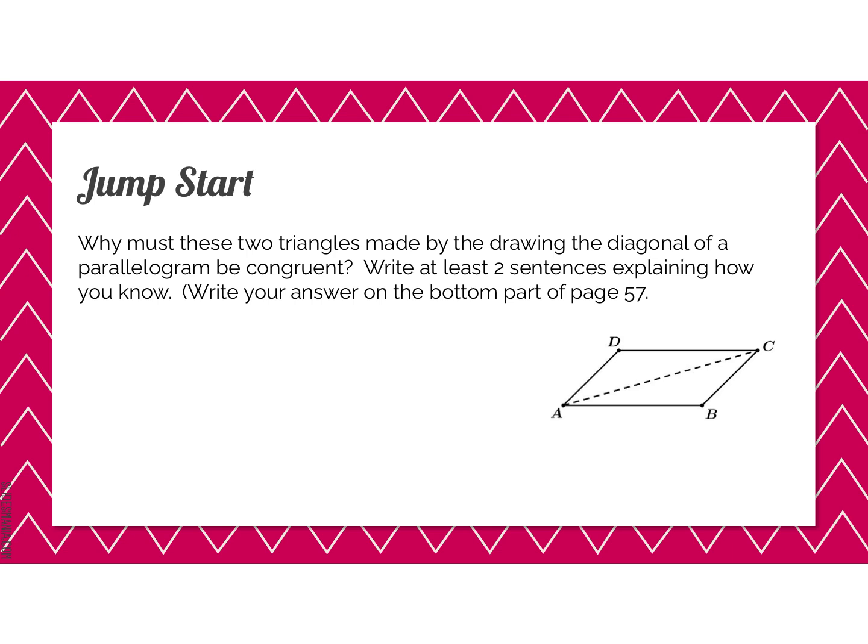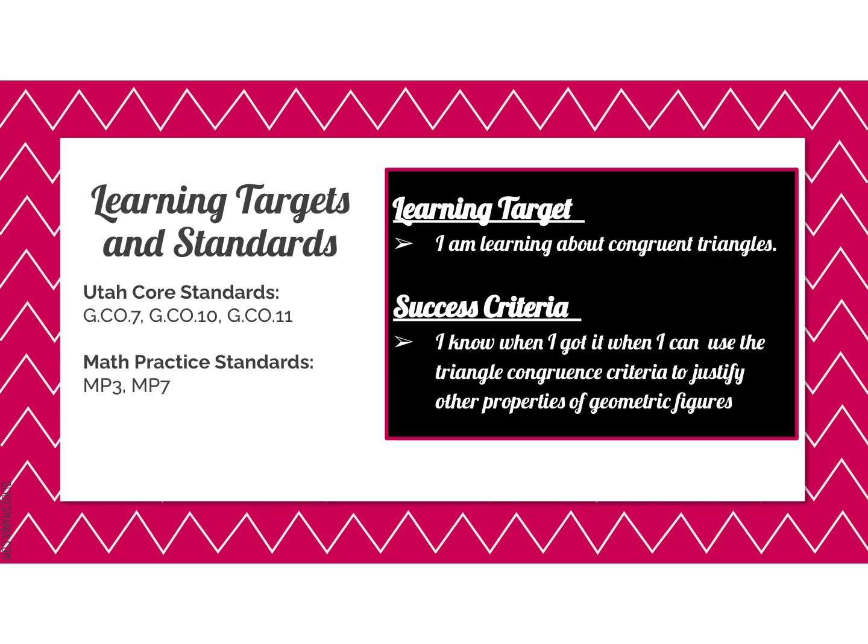So this was the jump start before. Don't worry about this. We already talked about it as far as explaining things that we know that are congruent in different things. All right, so our learning target today is I'm learning about congruent triangles. I know when I got it, when I can use the triangle congruency criteria to justify other properties of geometric figures. So again, we're learning about triangles, and being able to apply it to other stuff.